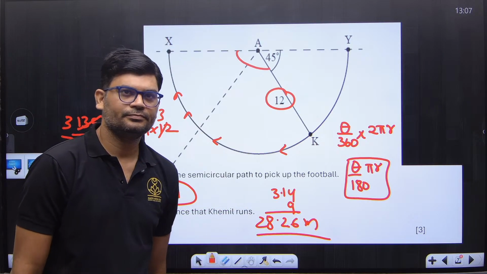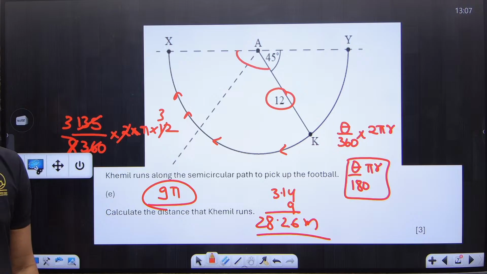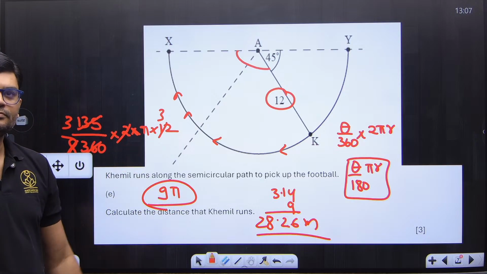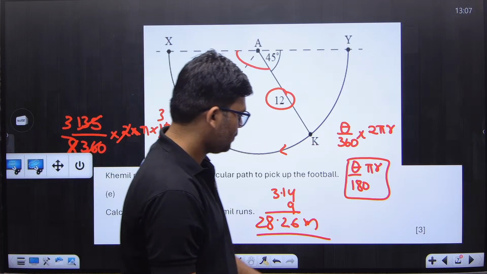Easy. That's easy. Understood, Shimoy? Yes. I like circles.